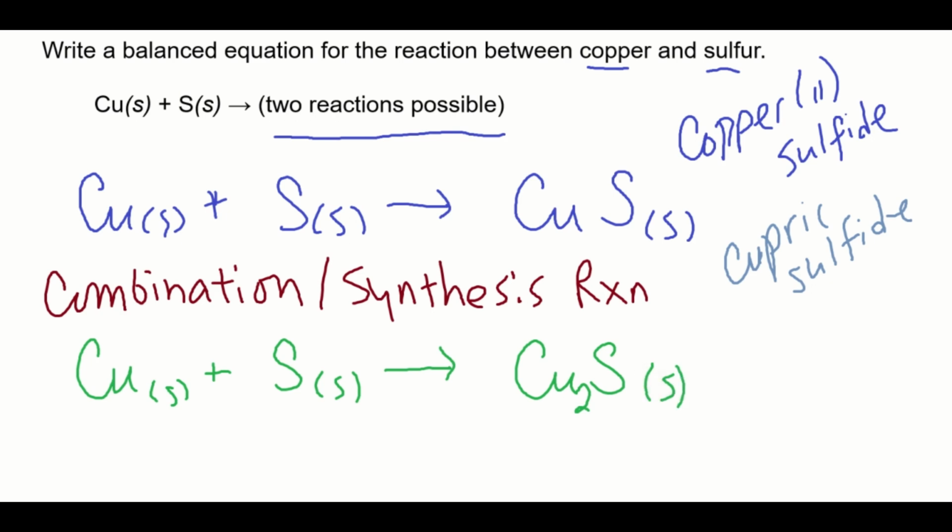This equation is not balanced. So to balance it, we need a coefficient of 2 in front of where we see copper on the reactants, because there's 2 of them on the products. So this compound is known as copper 1 sulfide.